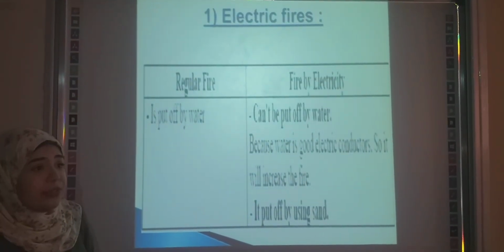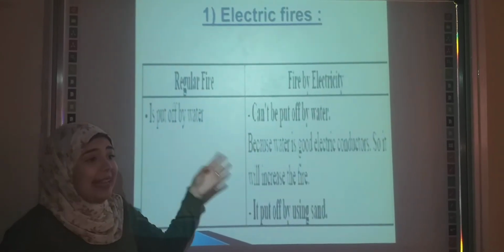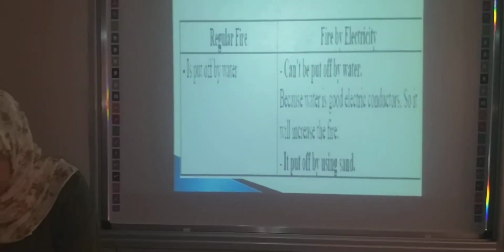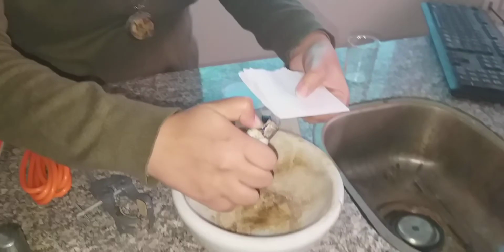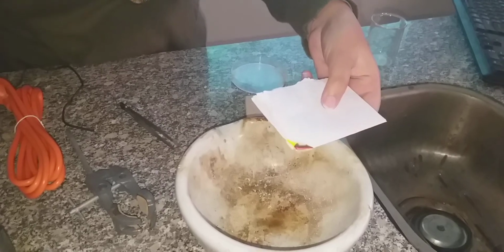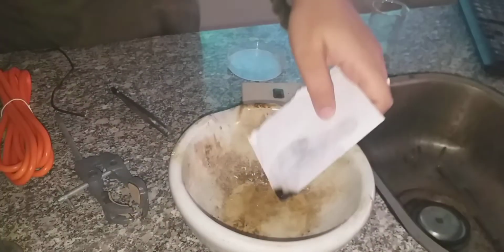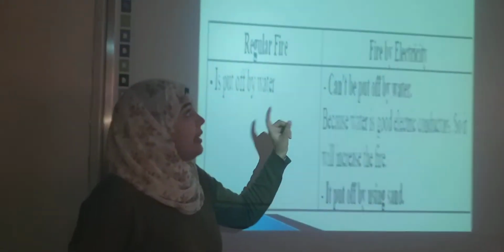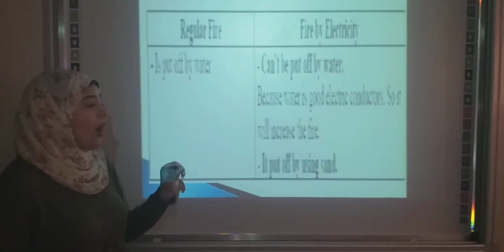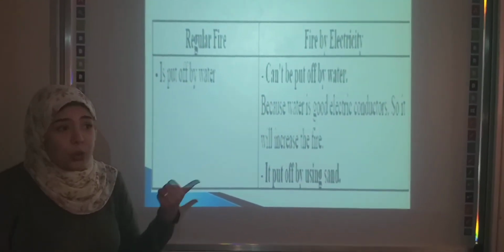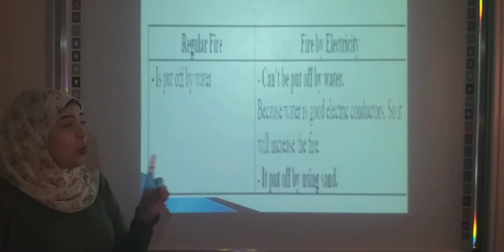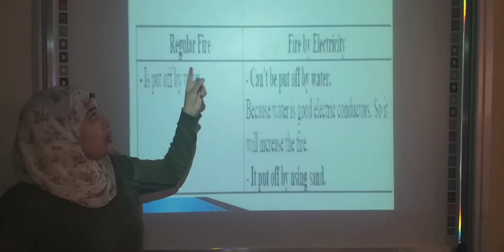And now, what is the difference between regular fire and electric fire? Regular fire, such as burning this paper. This is a regular fire and we can put it out using water. But electric fire, which is caused by electricity, we can't put out with water. Why? Because water is a good or bad conductor? Yes, water is a good conductor of electricity. So we can't use water to put out electric fire.